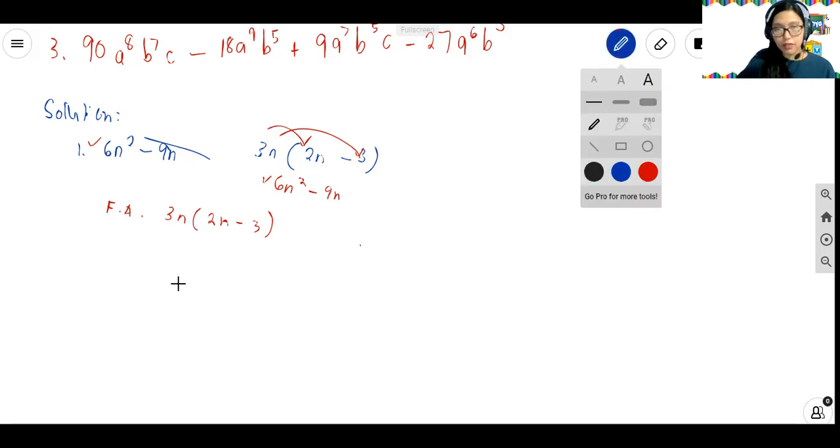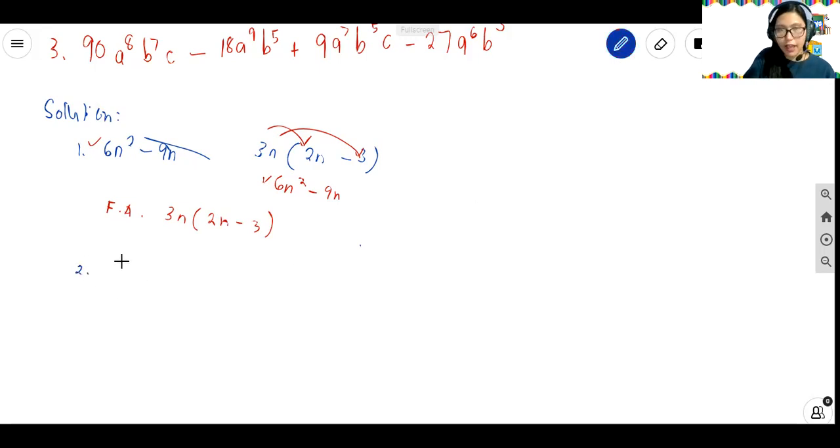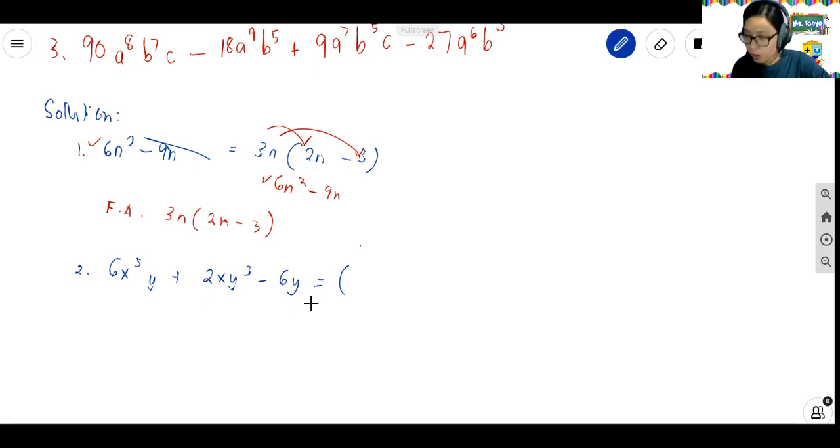Let's go to the next one. Number 2, we have 6x to the fifth y plus 2xy cubed minus 6y. Upon investigation, if you look closely, 6, 2, and 6 have common factors, and that is actually 2. So I will write here, sorry, on the outside, 2.